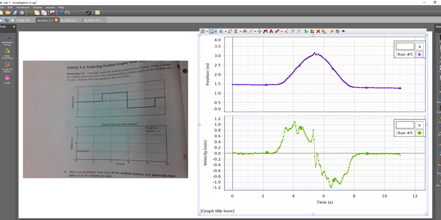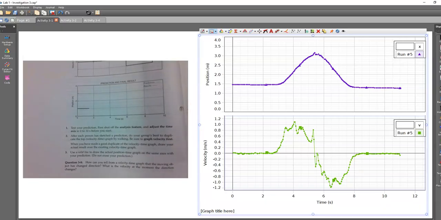Okay. Question 3-8, how can you tell from a velocity time graph that the moving object has changed direction? How can you tell looking at this graph down here that I've changed direction? Yes? Went from positive to negative, exactly right. Here it's positive velocity, which means I'm moving away. Here's negative velocity, which means I'm moving toward. So when it crosses over the line on the velocity graph, I have to change directions. Exactly right, very good.